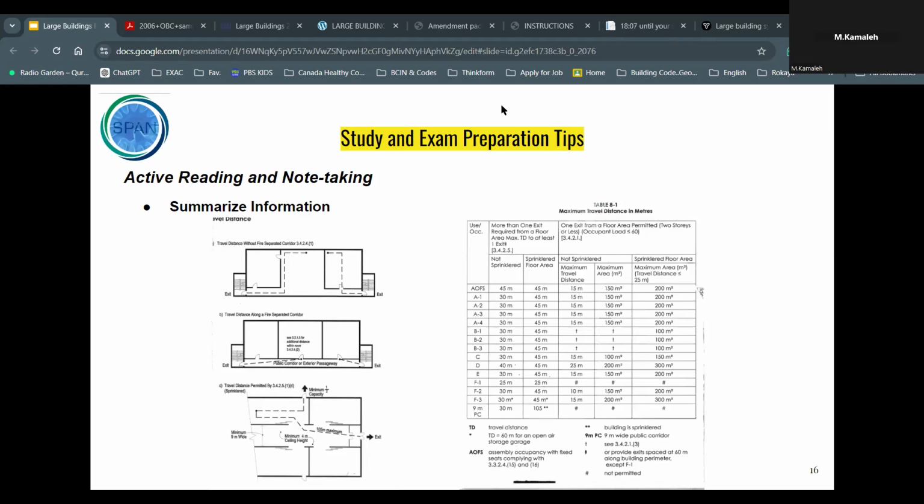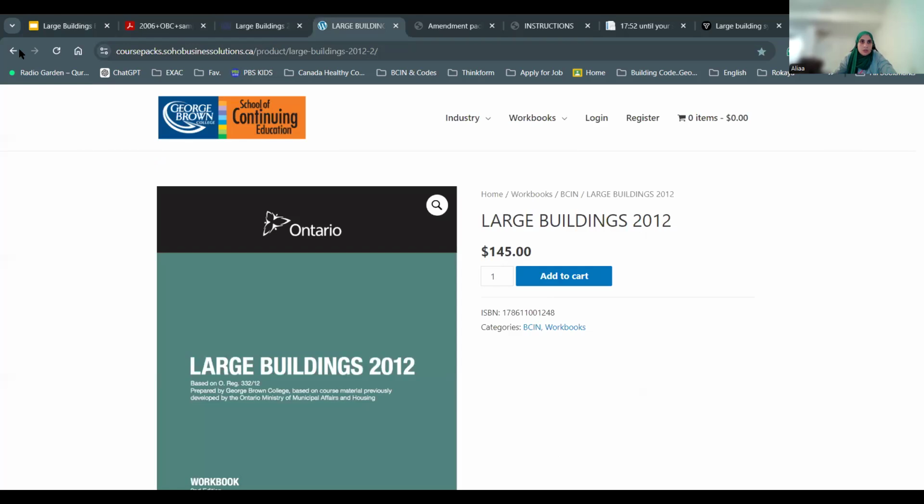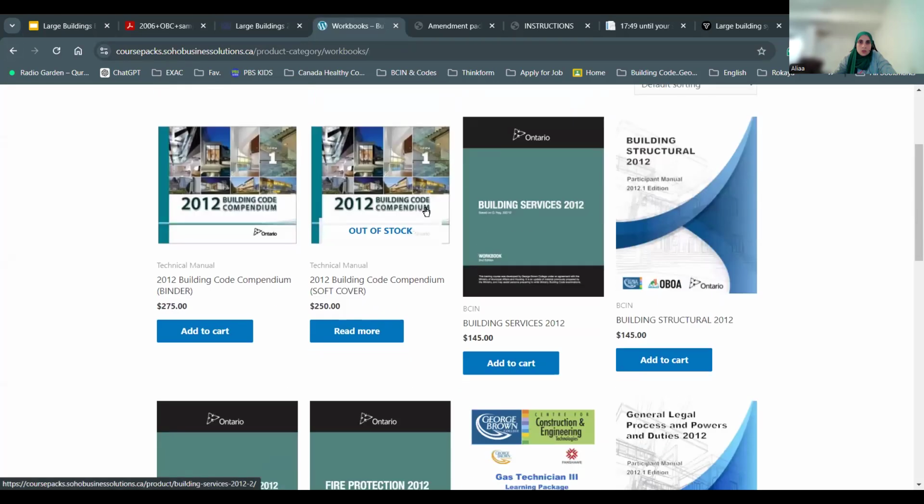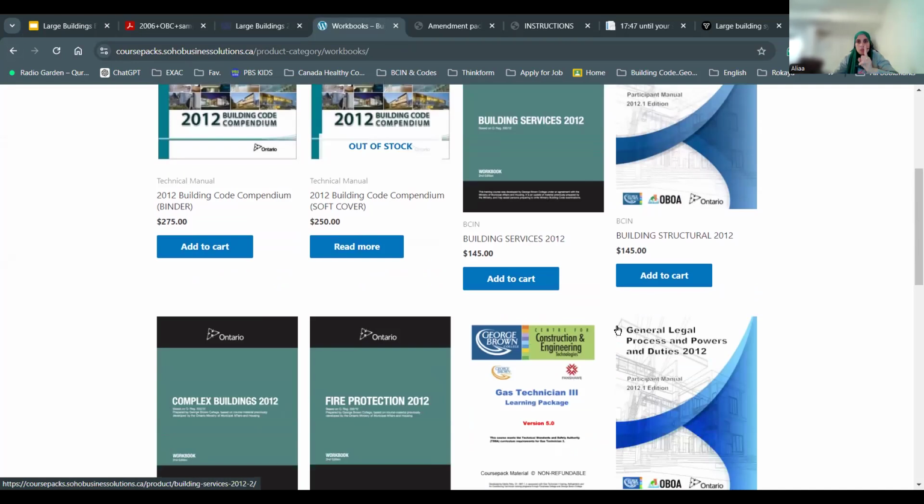Do I need to buy a separate book for each exam, or is there one book that covers all the exams? And if there is one book, how should I focus on a specific part, like if I'm taking small building, for example? For the exam, no, you will have to buy a study manual for each exam. Back to George Brown, you can see here, one for structure, one for building surfaces, fire protection, one book for each exam.